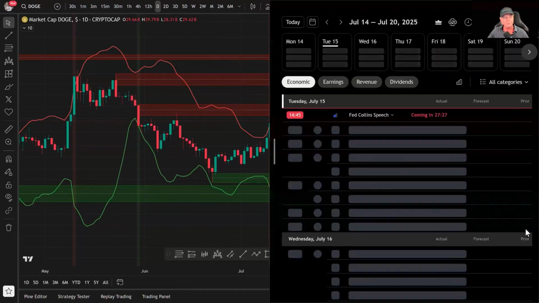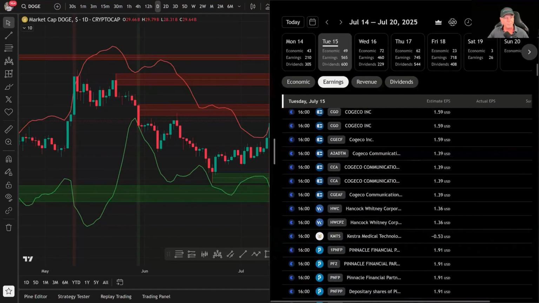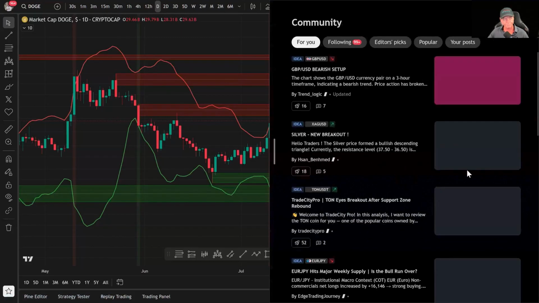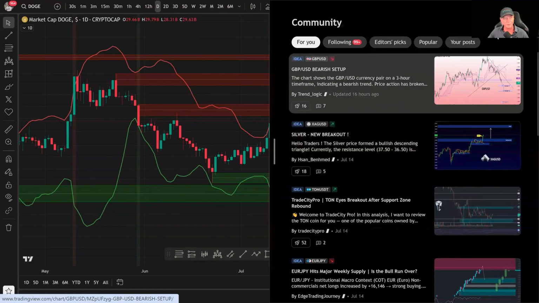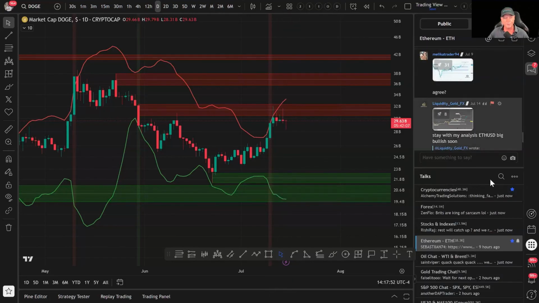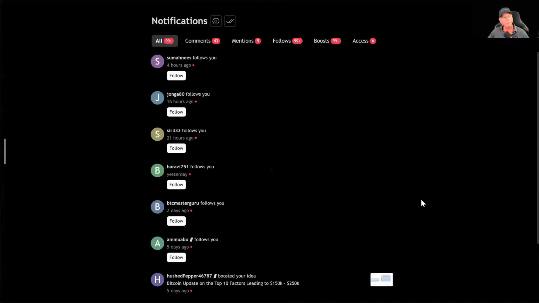There's calendars for economic calendar, earnings, reviews, dividends. Mostly stock stuff. Don't need that. Down here we've got community. This is where you can learn some new ideas. Some of my stuff gets listed here. Kind of upset they hid mine because I was hoping for editor's choice again. But anyway, they've got gold chats. They've got alerts.